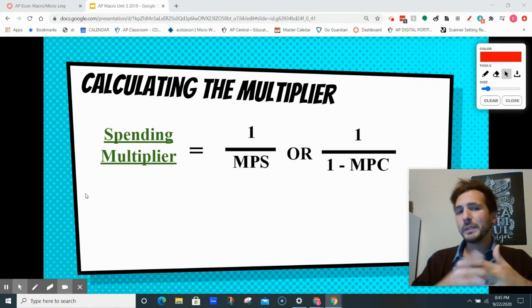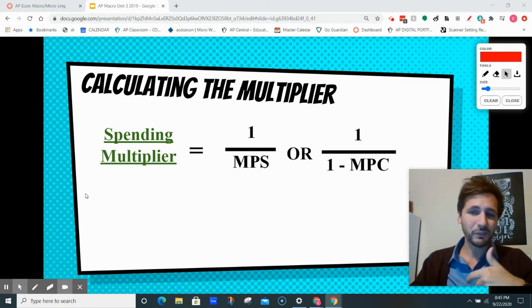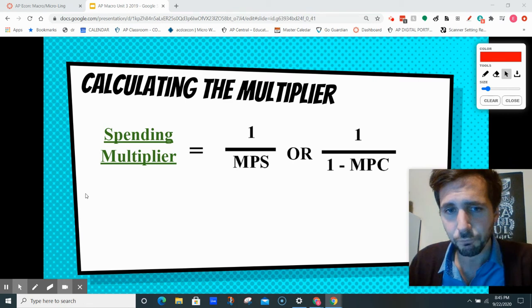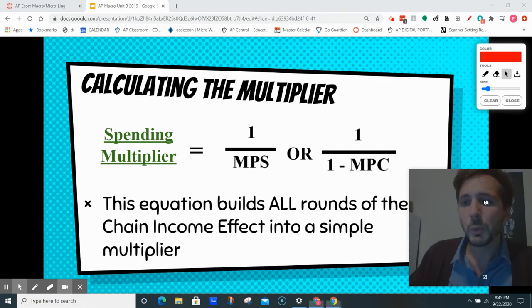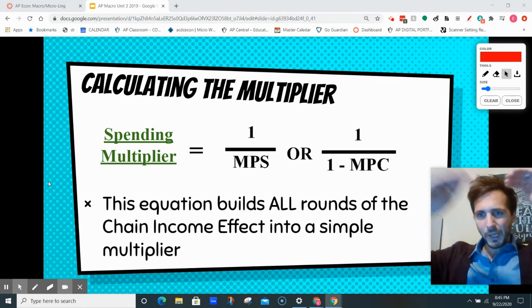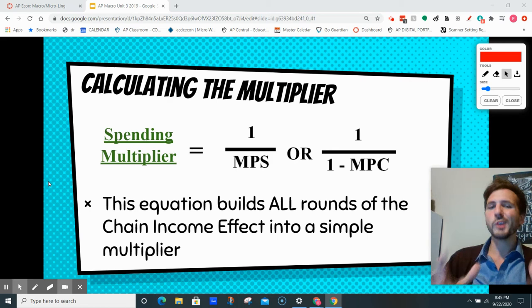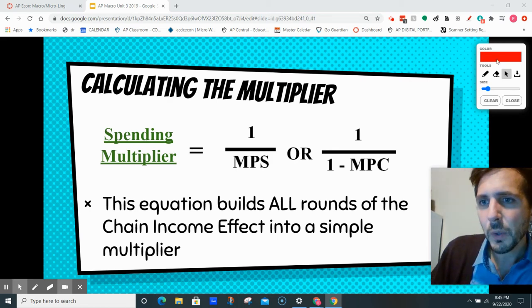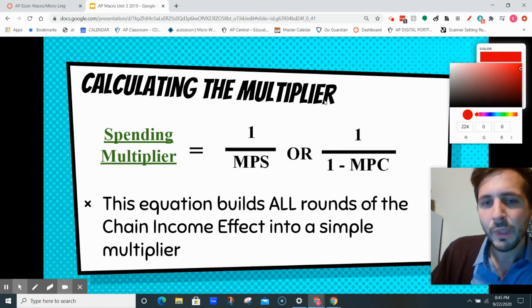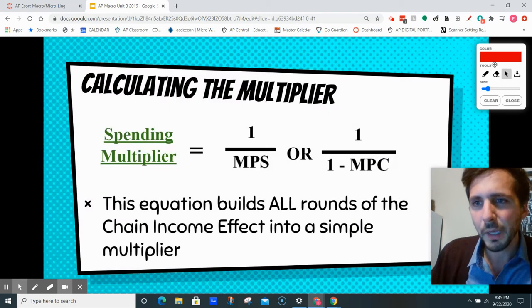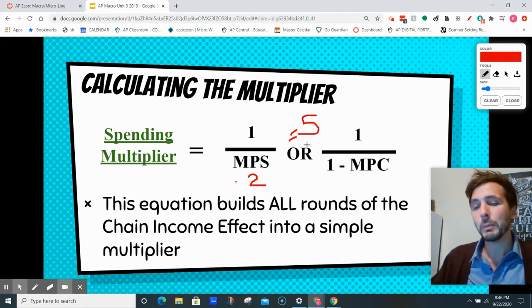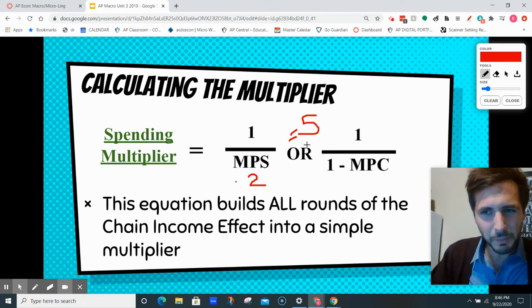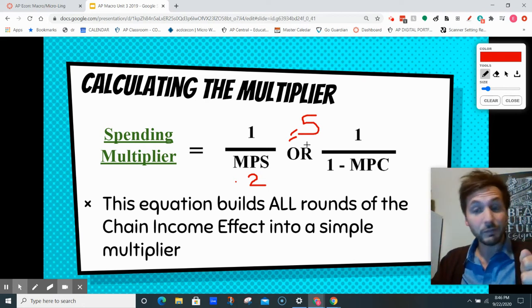So sometimes they'll give you MPC and you'll have to calculate the multiplier. You just have to find MPS first in order to find that. Okay? The 1 over MPS will give us a number that is our multiplier. So what this equation does is it takes all of those rounds of the chain income effect and puts it into one very simple equation for us. And so I can simply plug numbers in. I can say, hey, MPS is, go back, MPS is 0.2. Well, 1 over 0.2 equals 5. So my spending multiplier is 5. In other words, for every dollar I spend, it's going to have a multiplied impact of $5.